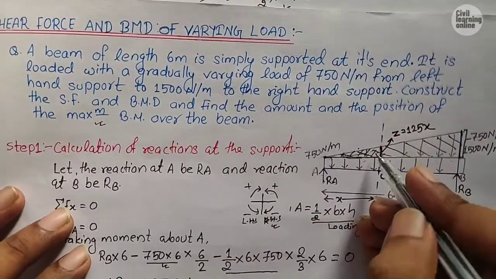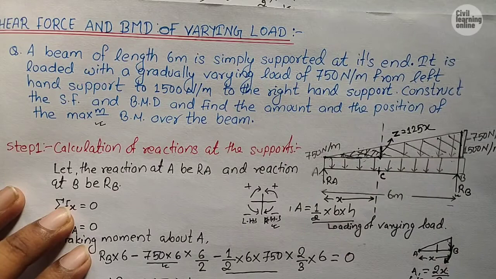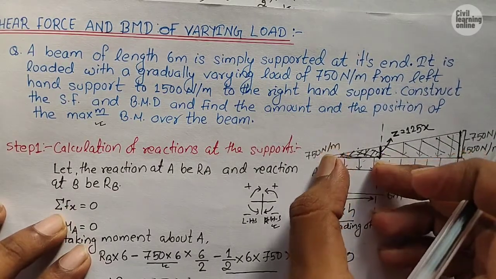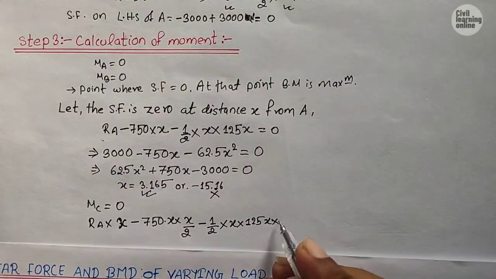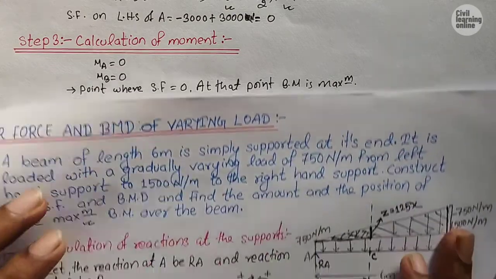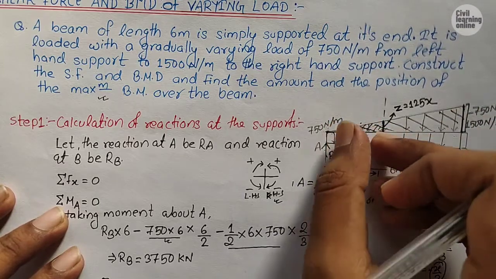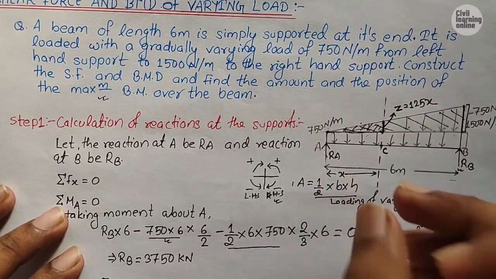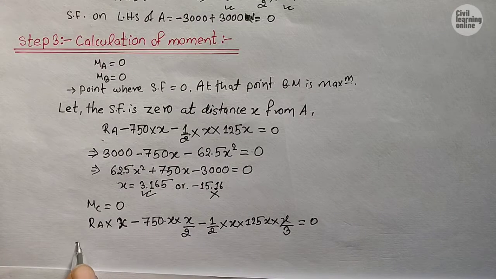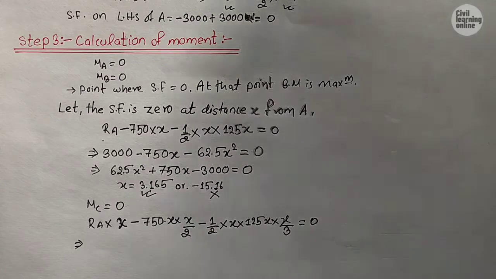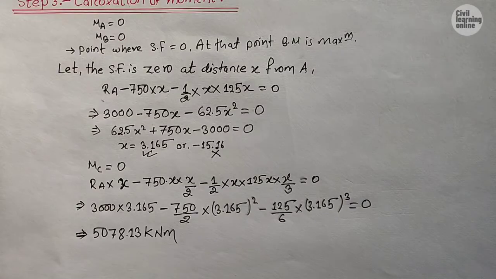Now guys, I am taking moment about C, and the CG of this triangular portion is moving downward, so I will not take 2, it will simply be x by 3. I am taking moment about C, and this is our lighter portion, so eliminate 2, and then it will be L by 3, that is x by 3. Now from here we will get the equation equal to 0. Put down the value of x and calculate the maximum moment. So guys, this is our final moment.